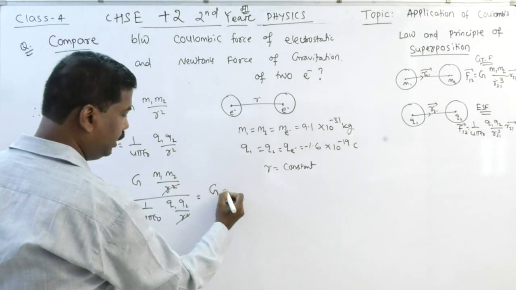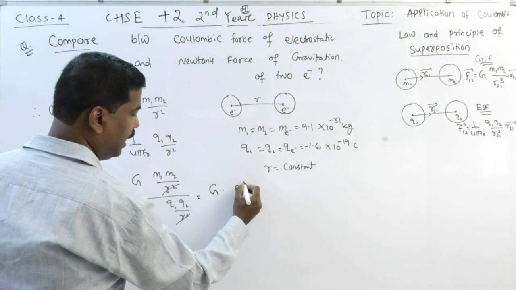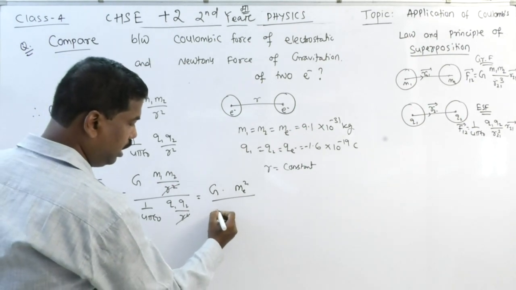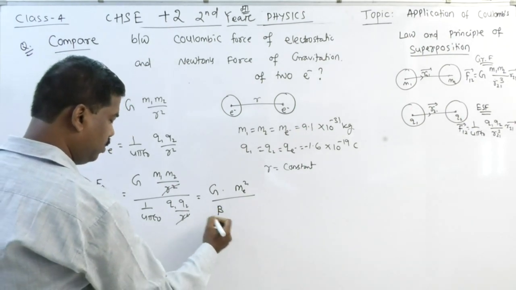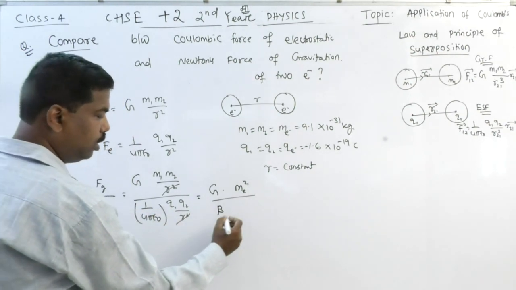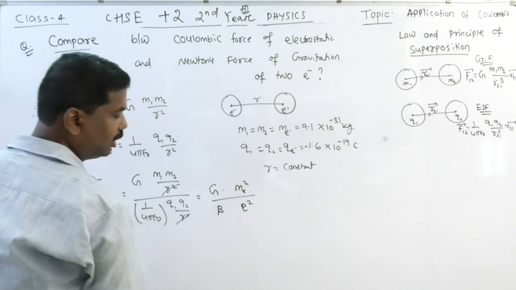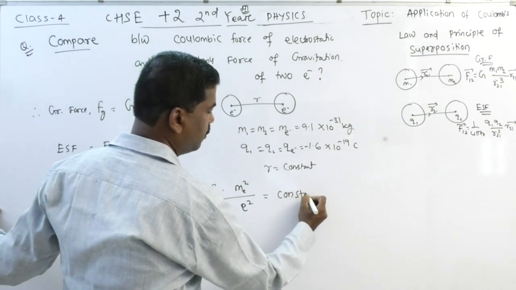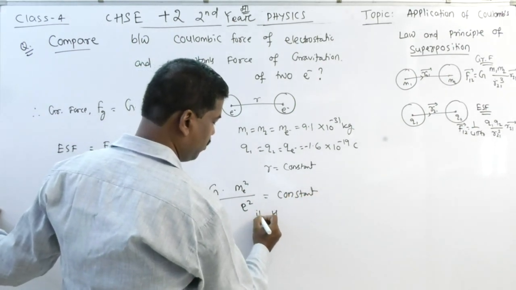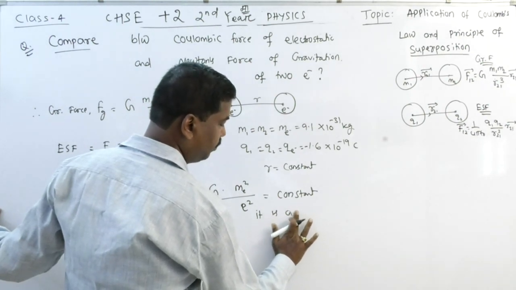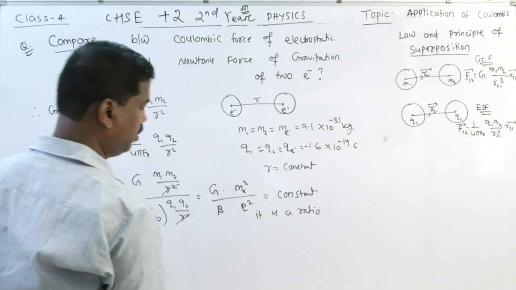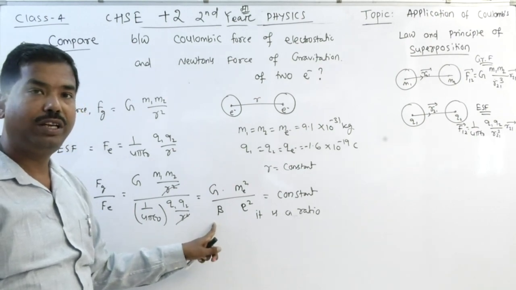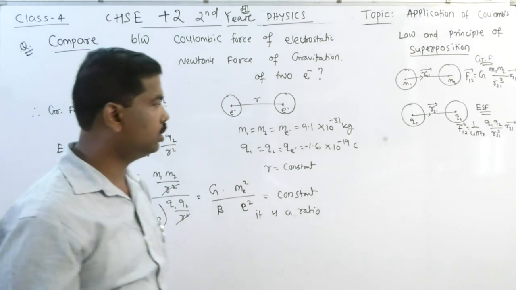I can put G into m e square by 1 by 4 pi epsilon 0, which I can put as beta, or the Coulomb constant, into the charge of electron e square. It is a constant quantity. It is a ratio. Very, very important. This question regularly comes as finding the dimension of this and this, where beta is the Coulomb constant. We will discuss later on.